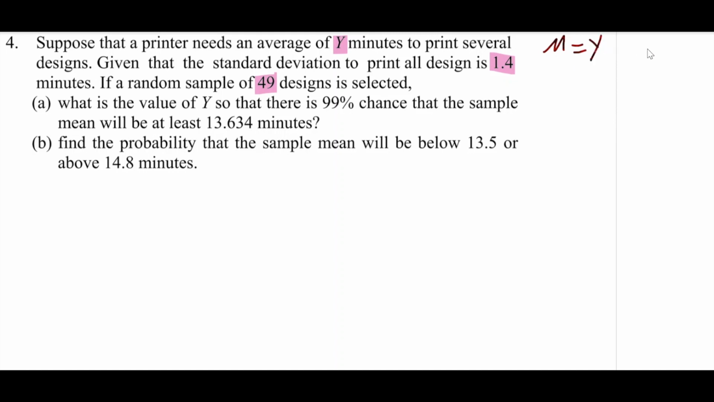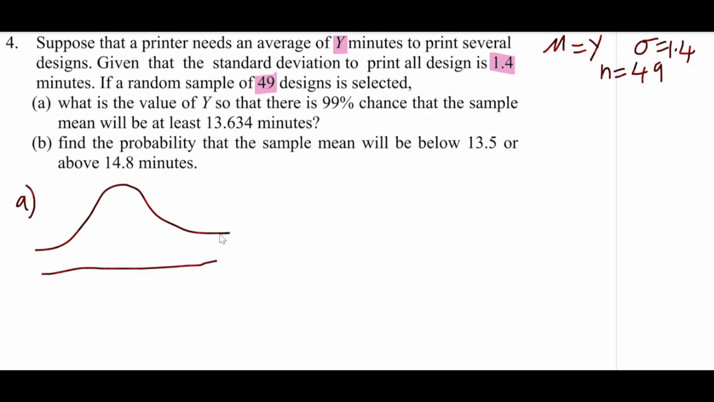Mu is Y, sigma is 1.4, and n is 49. What's the value of Y so that there is a 99% chance that the sample mean will be at least... Okay, this is quite easy. Illustrate, always illustrate. 99%, okay, the clue is from the words "at least".